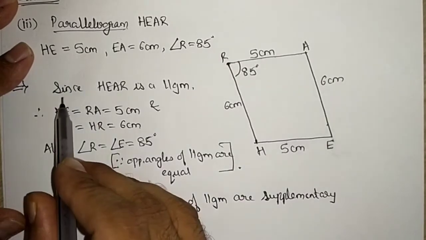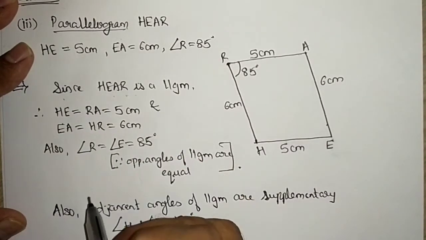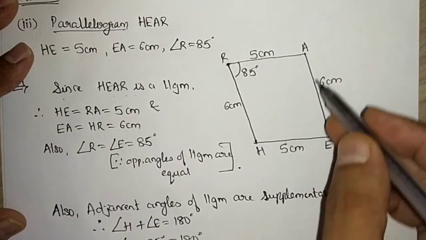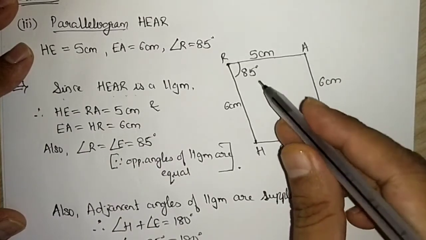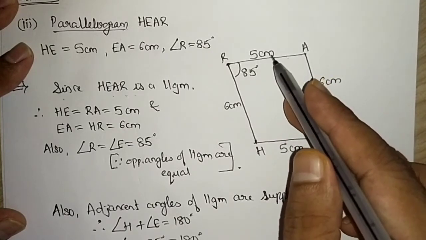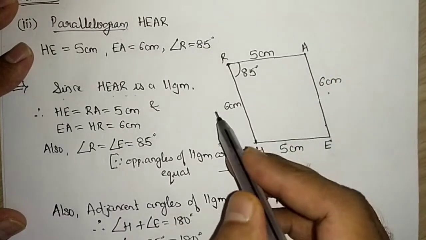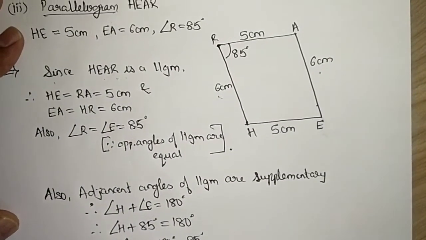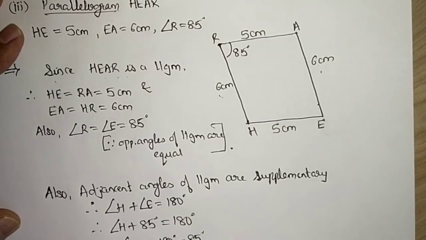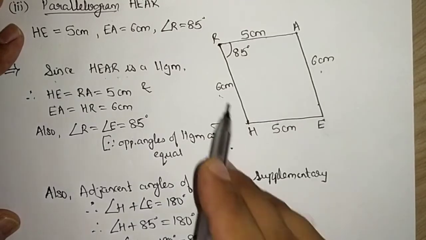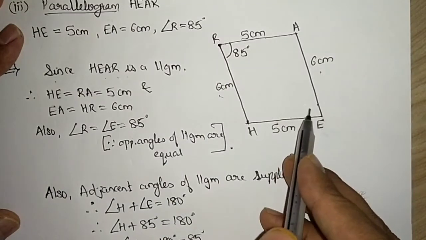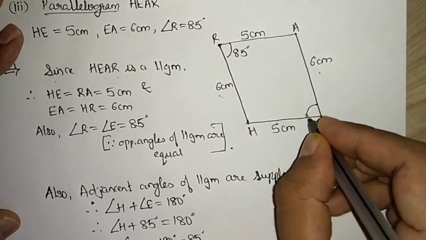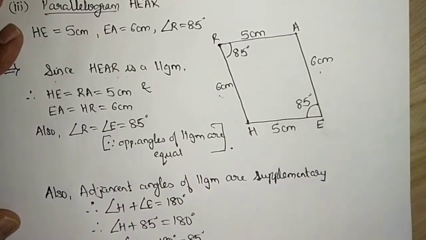So we are writing, since HEAR is a parallelogram, opposite sides are equal. This side is 5 centimeter and this side is 6 centimeter. Opposite to this is RA, so it will be 5 centimeter. This is 6, so this will also be 6. Also, opposite angles of parallelogram are equal, which we have learnt in chapter 3. So if measure of angle R is 85, therefore measure of angle E will also be 85. So let me write this as 85 degree.